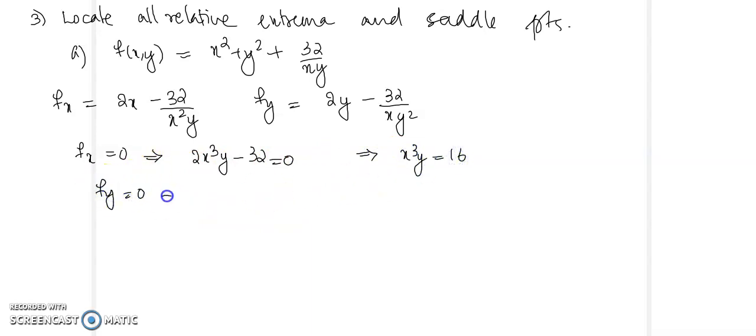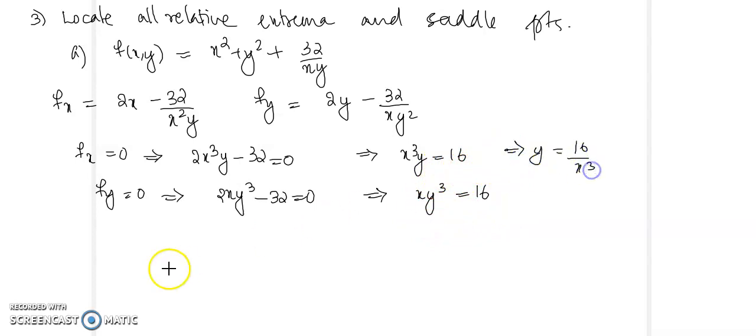Then fy equal to 0 gives 2 xy cube minus 32 equal to 0. So that gives xy cube equal to 16. So we have the equations. Now substitute one equation into the other. So from here you have y equal to 16 by x cube.